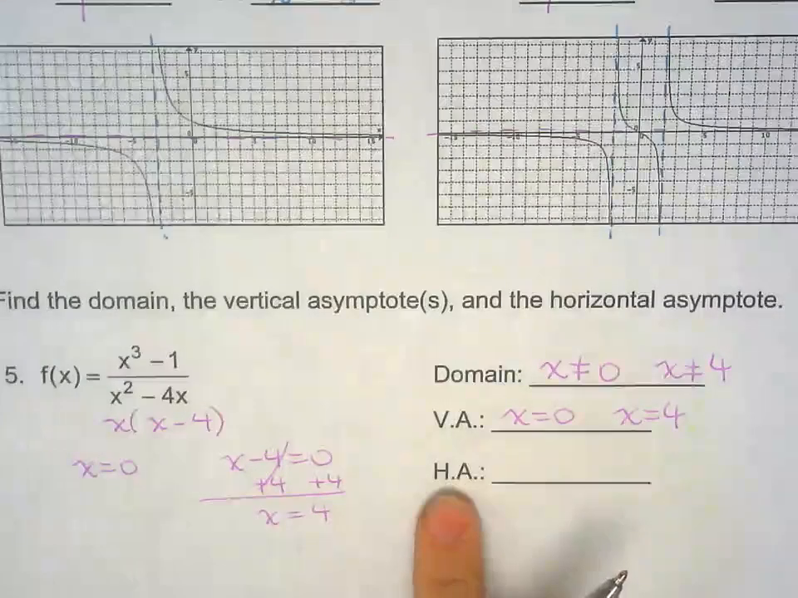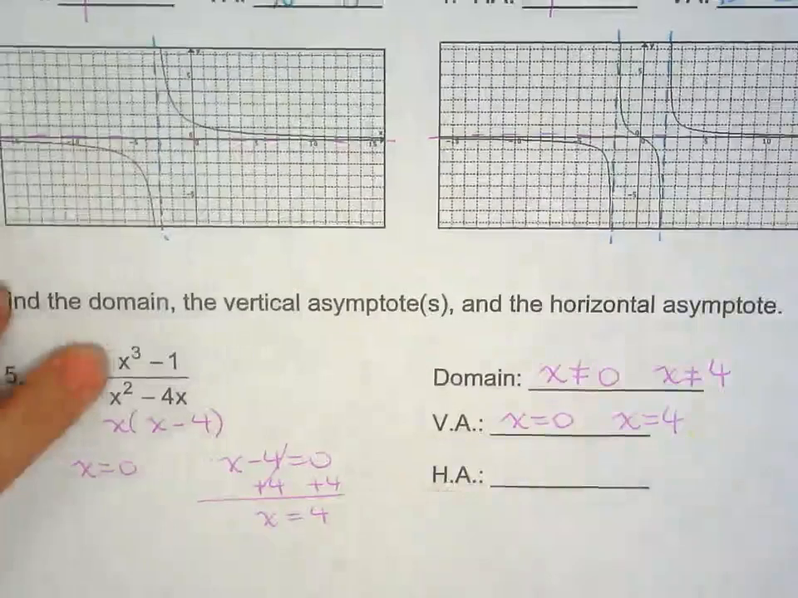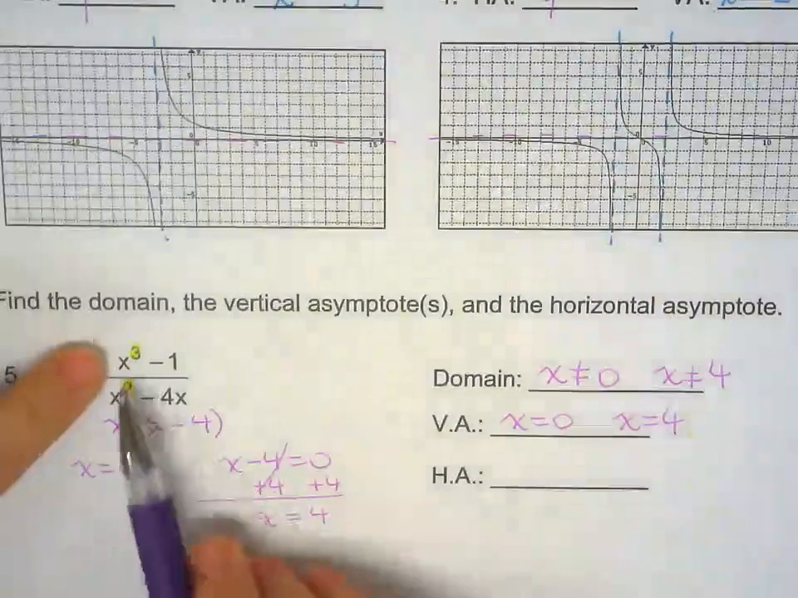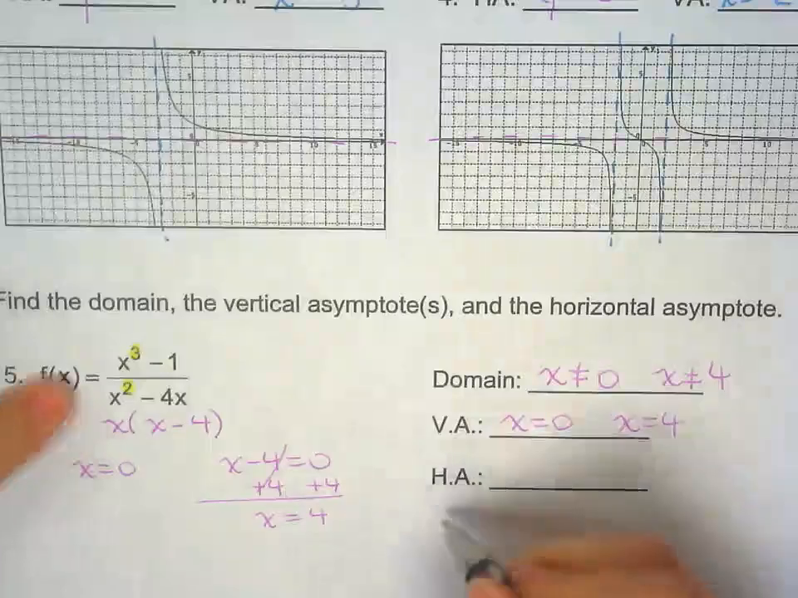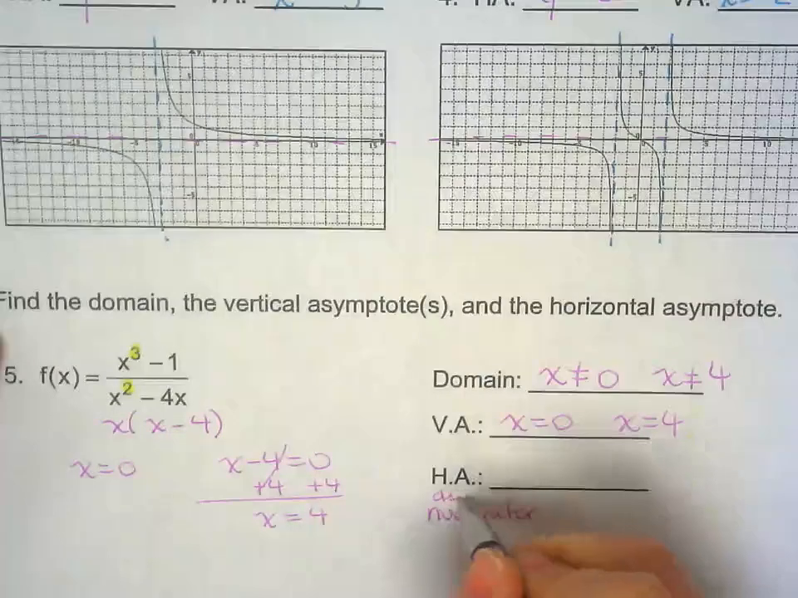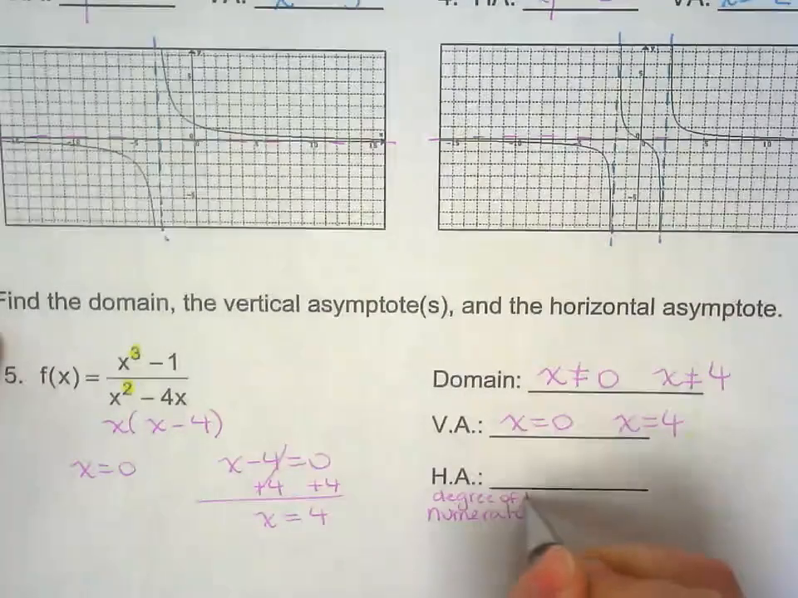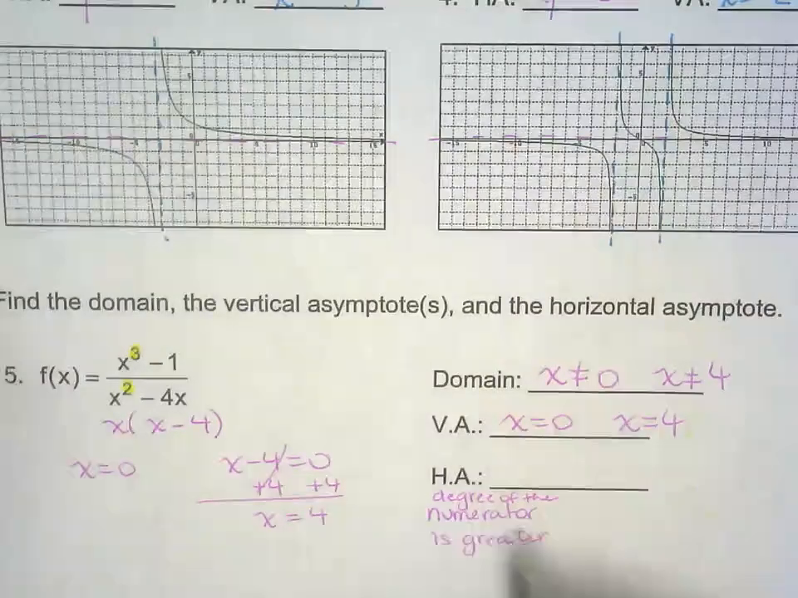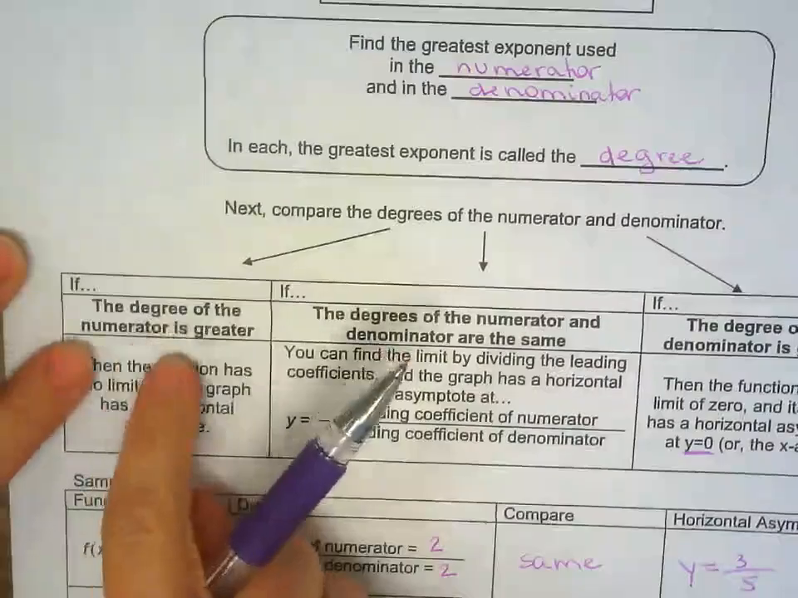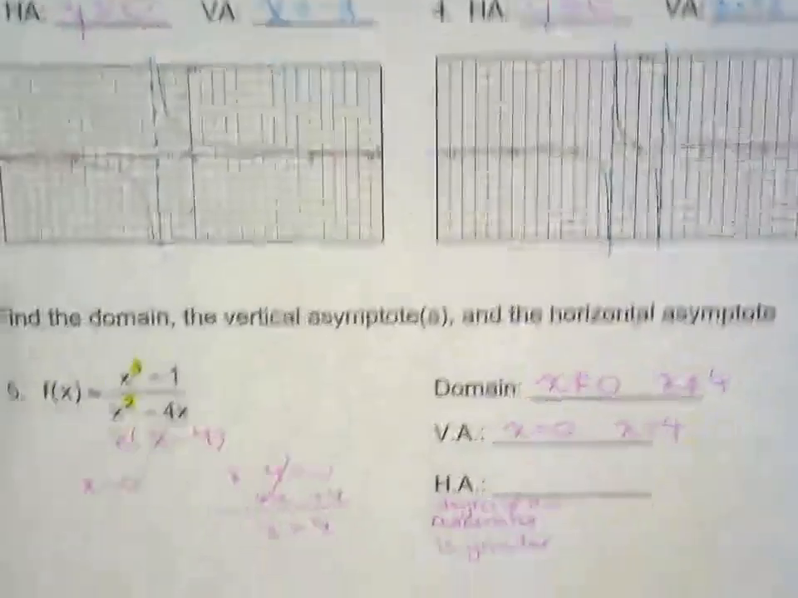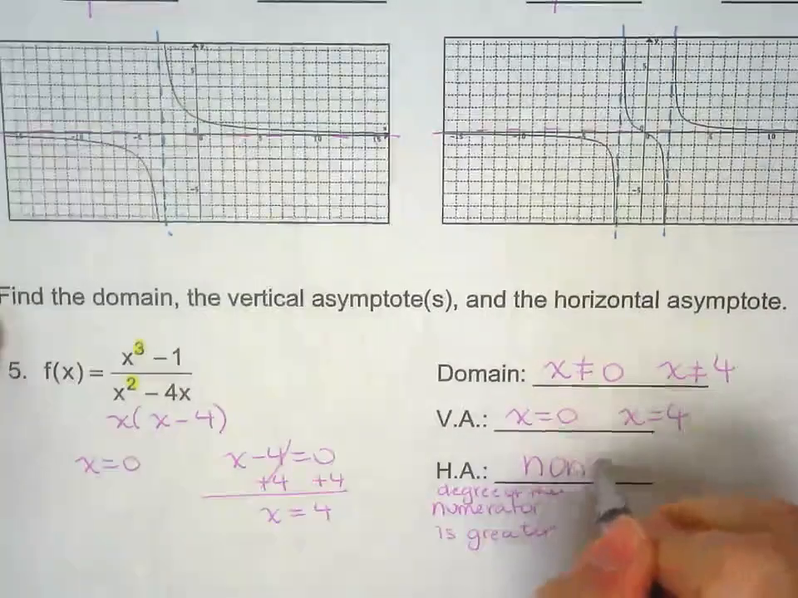Now, horizontal asymptote, we're going to have to compare the degrees of the numerator with the denominator. So the degree of the numerator is clearly greater. So since the degree of the numerator is greater, we have no horizontal asymptote. So none right there.